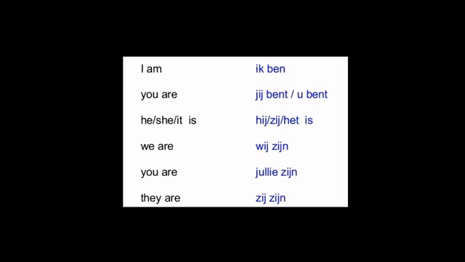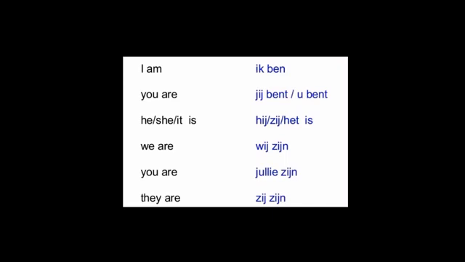For example, when we talk to elderly people, we use u instead of jij. We use jij among friends and family and so on. So, u is the polite form of jij. Jij bent, u bent.